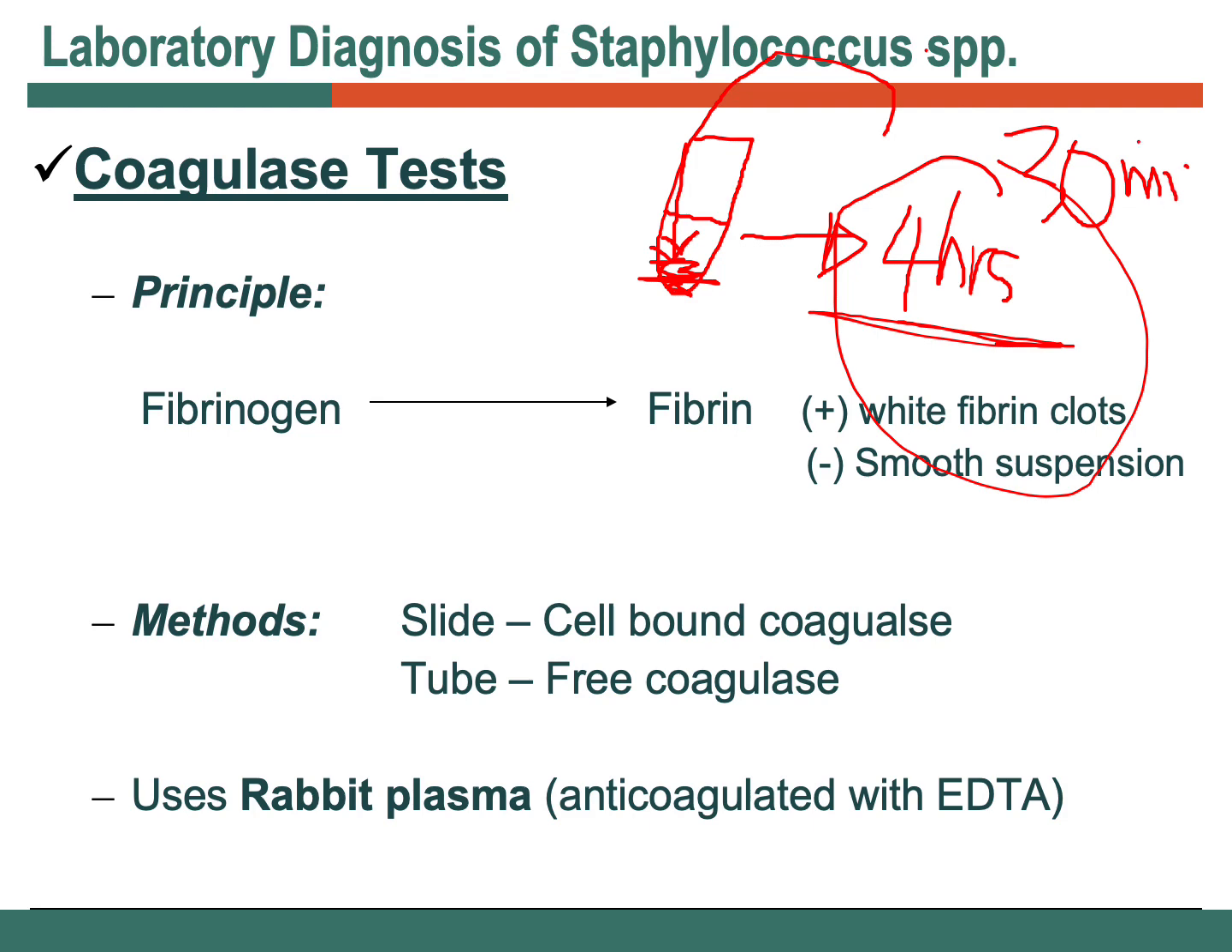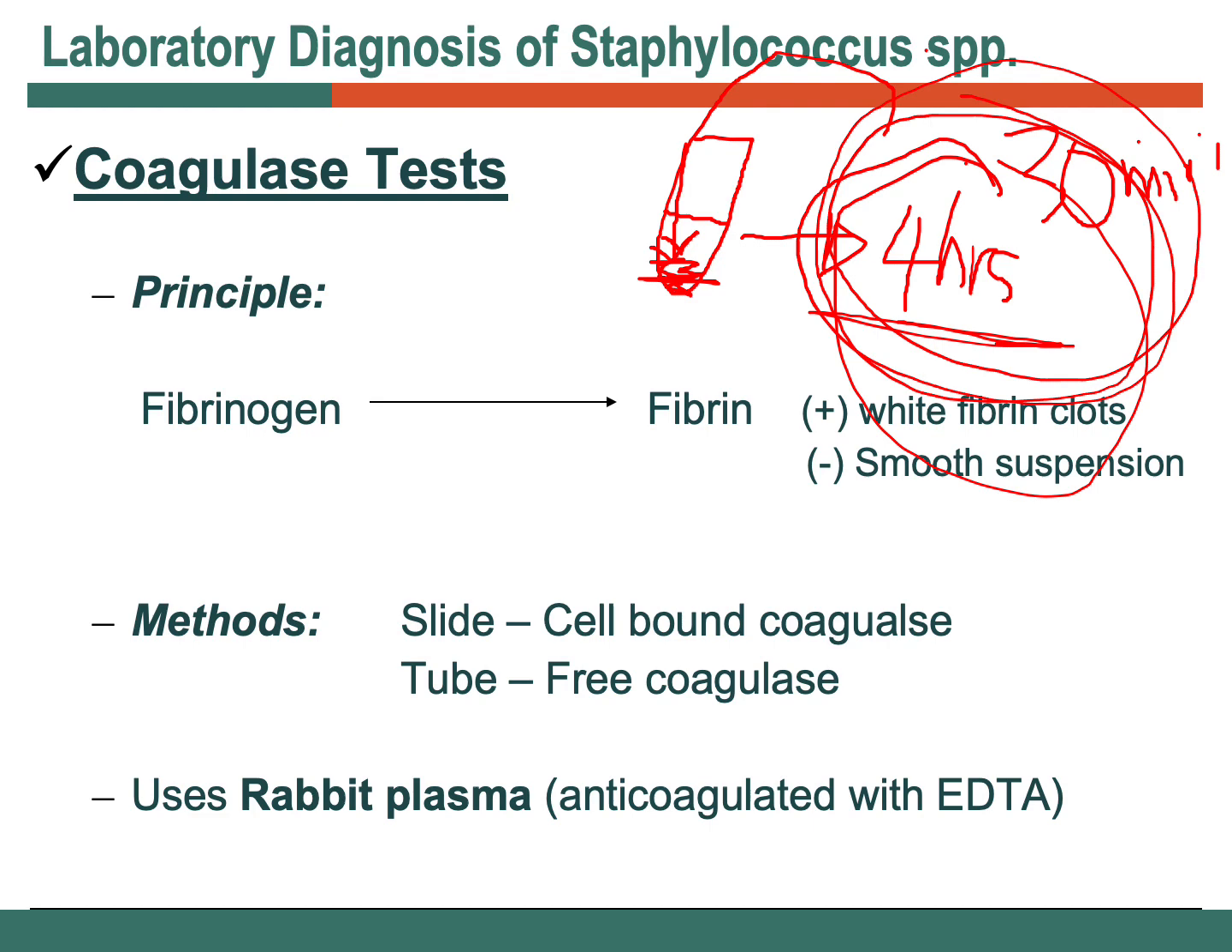Why? Because remember, your Staphylococcus has the staphylokinase enzyme. Your staphylokinase enzyme will also lyse the fibrin formation, di ba? So it may cause false negative results. That is why it is very important to check the reaction every 30 minutes. But do not extend the tube coagulase test beyond 4 hours, because sometimes it will give you false negative results because of the staphylokinase enzyme.